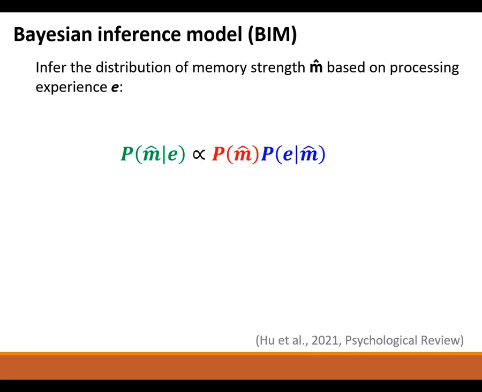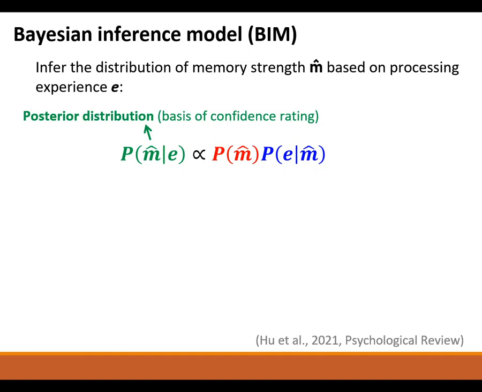BIM model supposes that during the metamemory process, we need to infer the distribution of actual memory strengths for each trial based on the current processing experience. In this Bayesian inference process, we need to infer the posterior distribution of the actual memory strengths, which is the basis of the confidence rating.